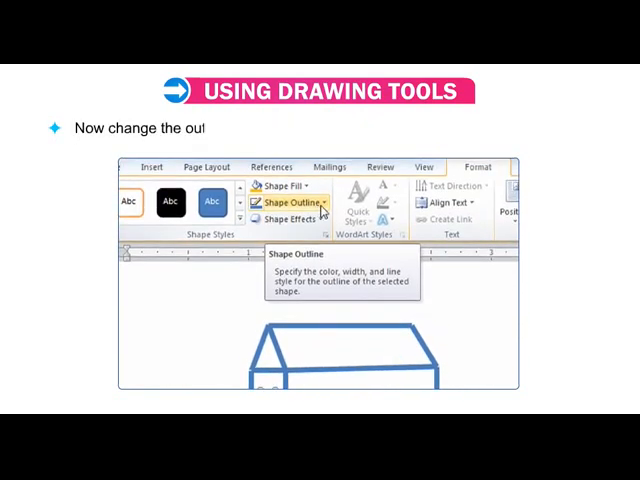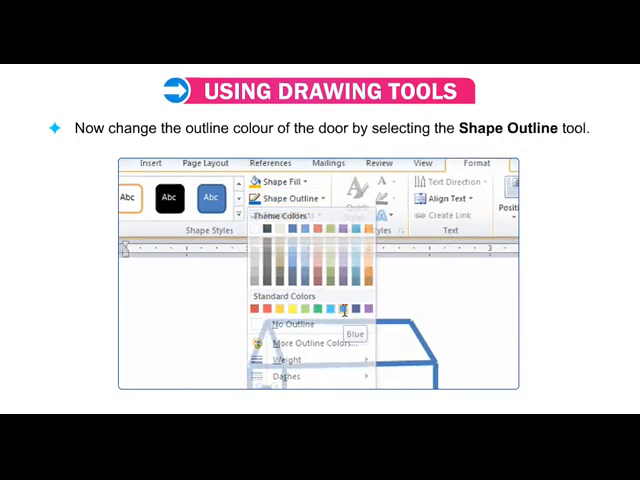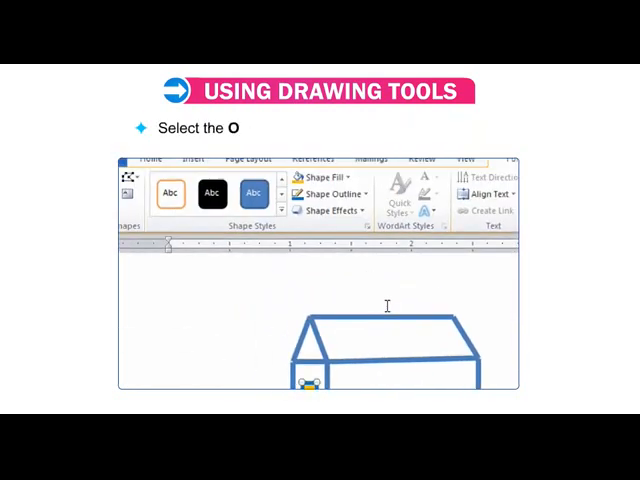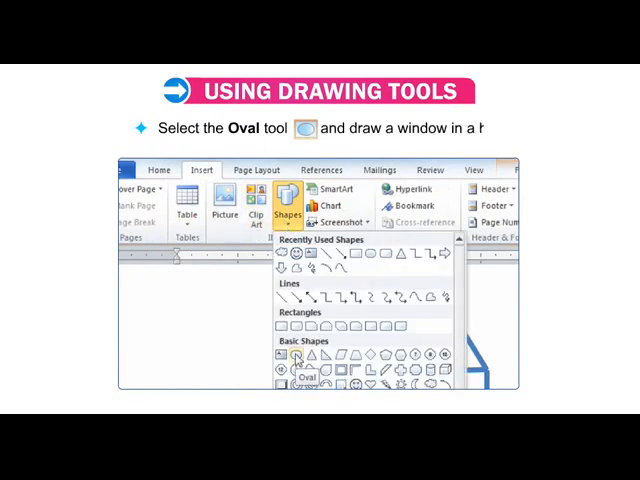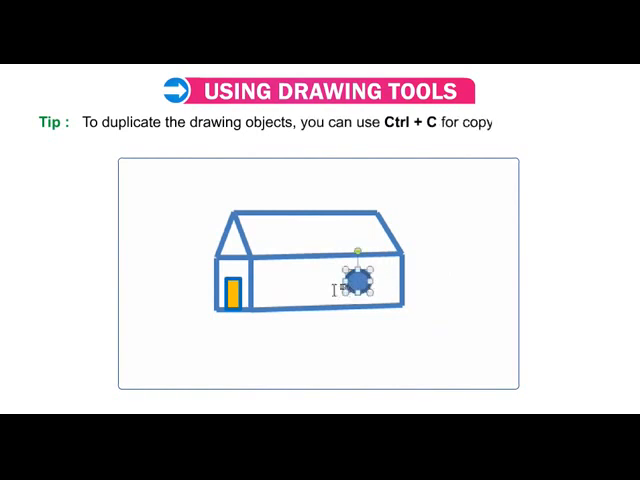Now change the outline color of the door by selecting the Shape Outline tool. Select the Oval tool and draw a window in a hut. To duplicate the drawing objects, you can use Ctrl+C for copying and Ctrl+V for pasting the objects.